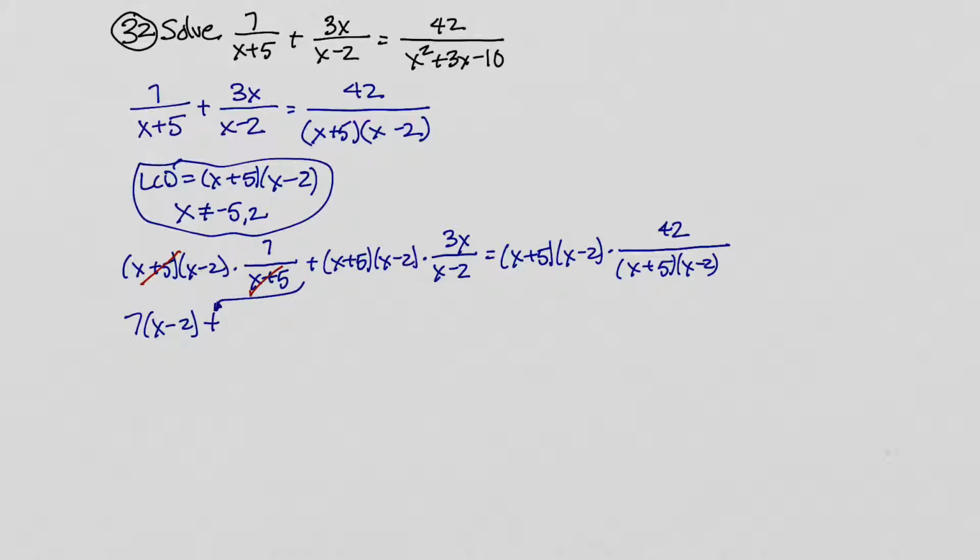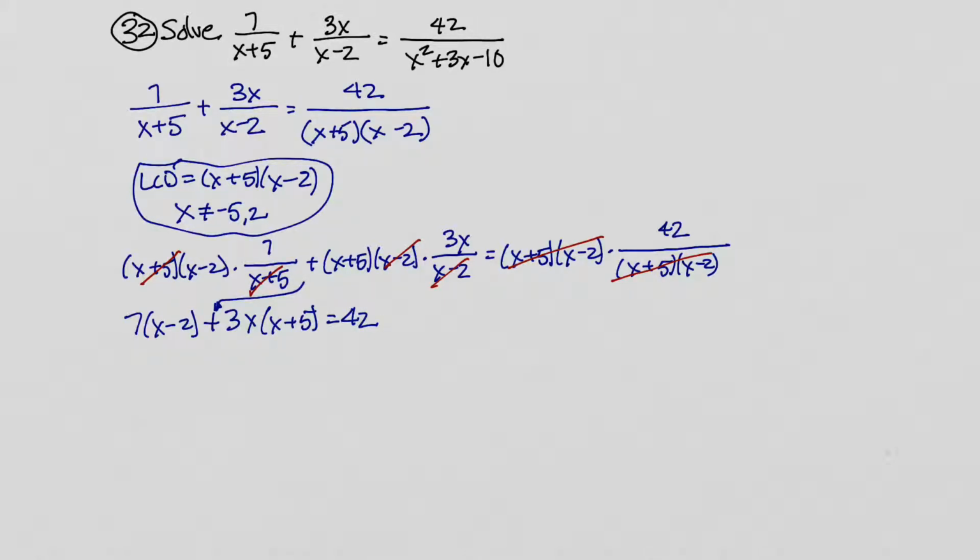Right, there's the plus. And what happens over here in this middle term? You can see that the x minus 2s are going to cancel. So we'll cancel those. And doing so, we're going to be left with that 3x times x plus 5. So we'll write that. 3x times x plus 5. And that's going to be equal to, now on the right side over here, that denominator cancels completely with this. So we're going to get that big cancellation, this one, and we're left with 42 times 1, or just 42.